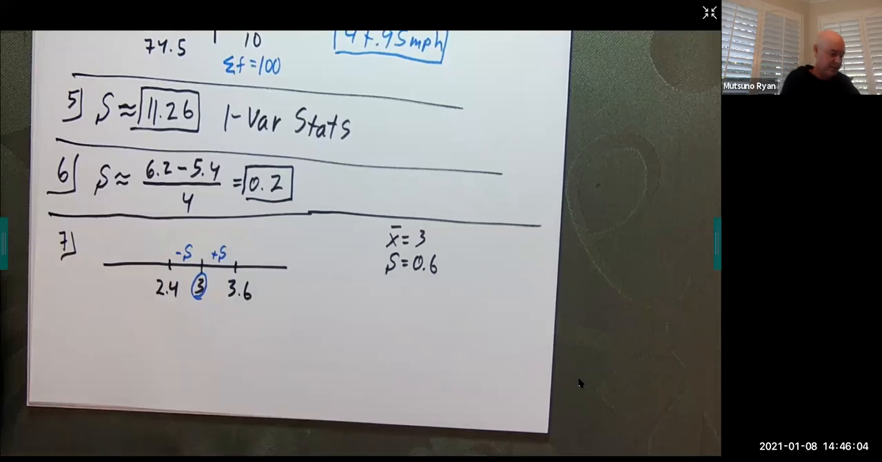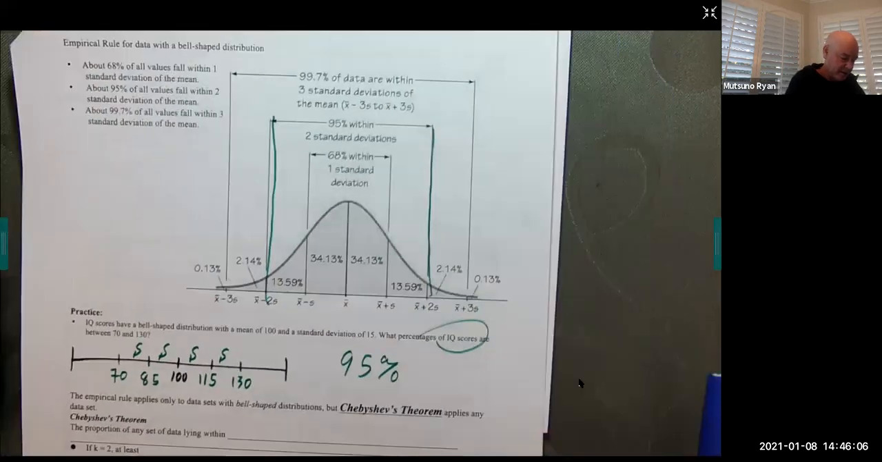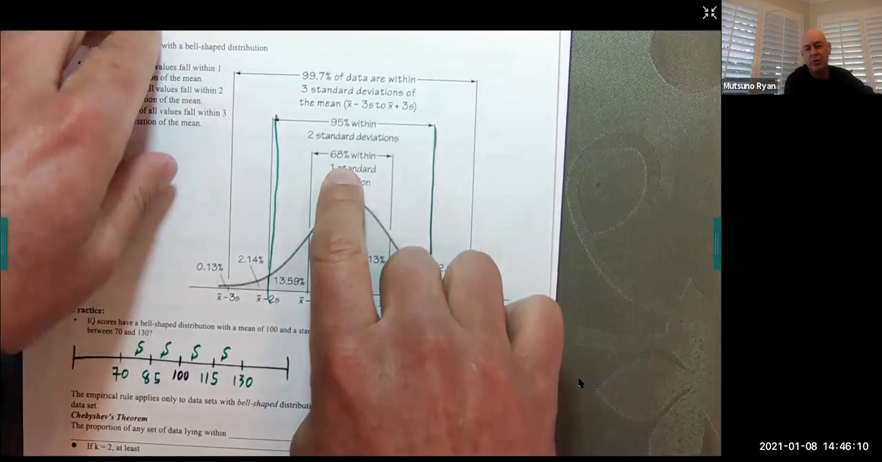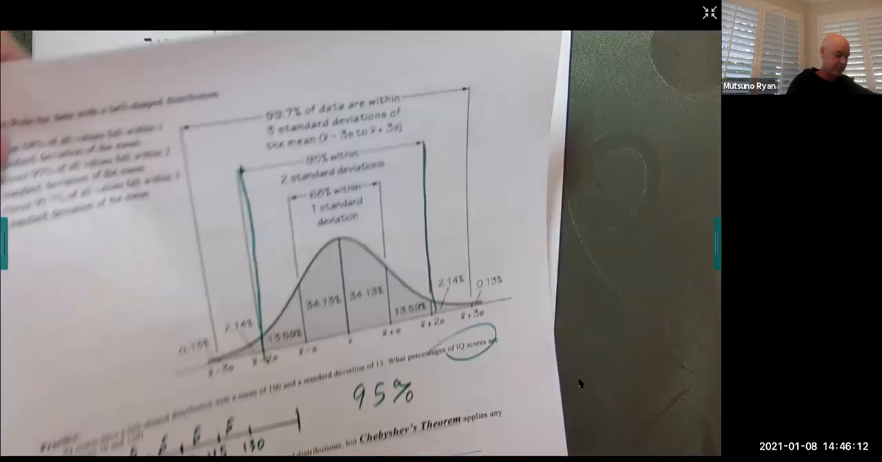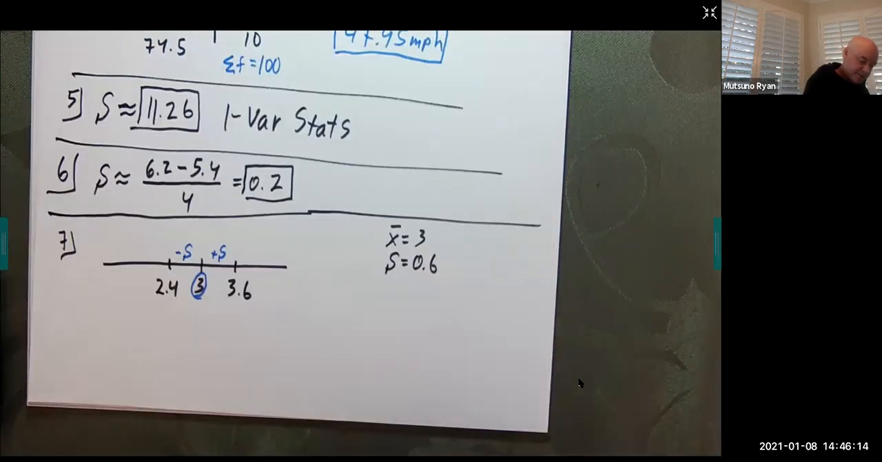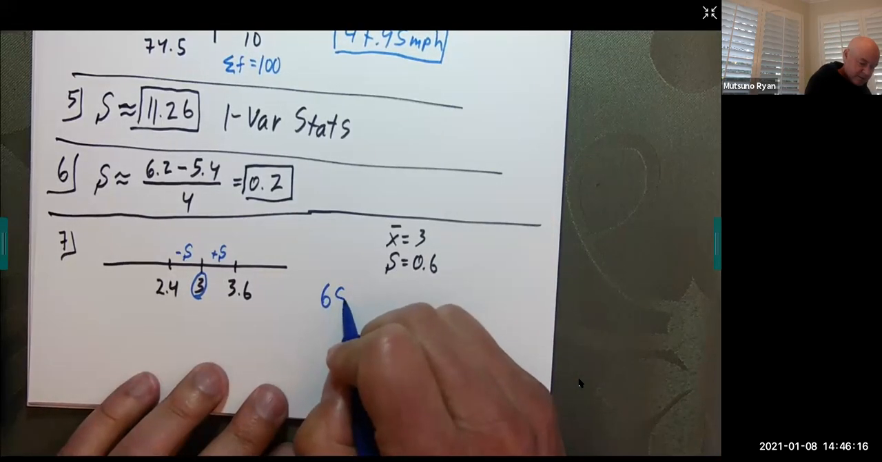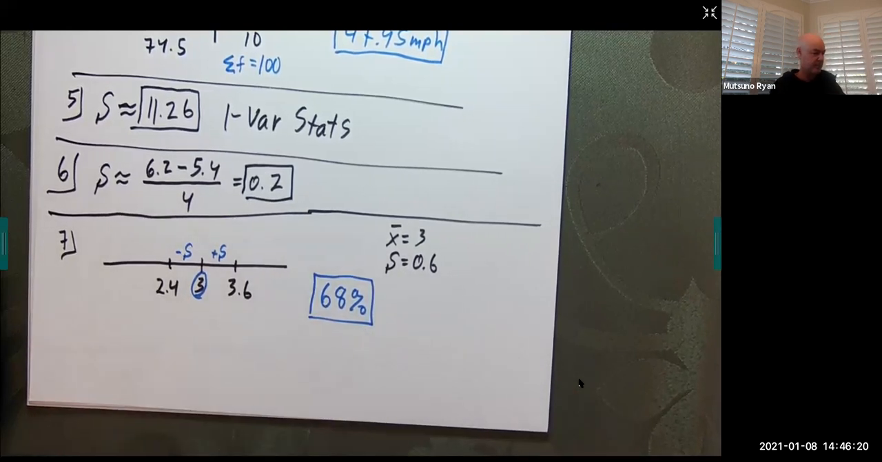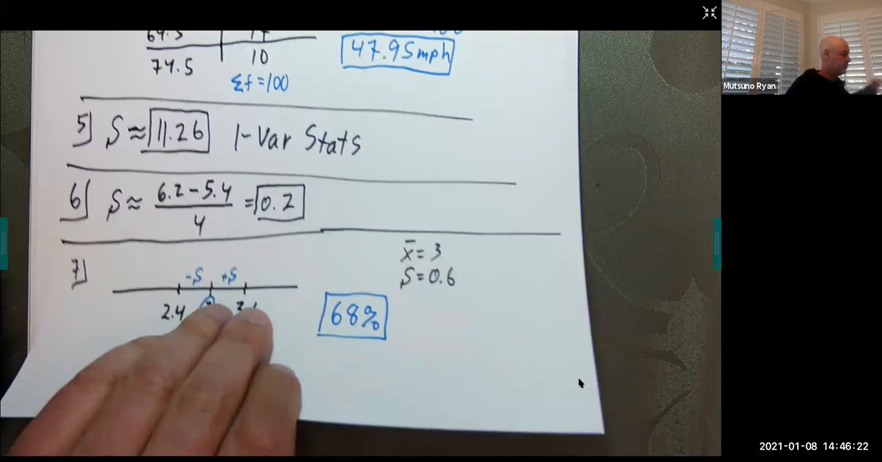So you can see when we go one standard deviation away, what percent are we getting? 68%. Again, you don't know where that number came from right now, but we will eventually. So the answer is 68%. And if I remember right, number 8 was very similar, meaning we can use the empirical rule again.